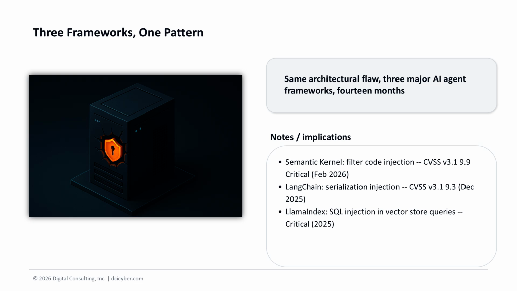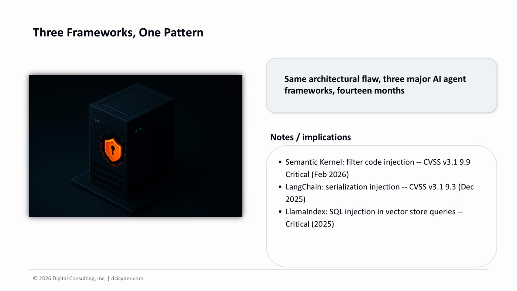LangChain, December 2025. CVE-2025-68664. CVSS 9.3. Serialization treated LLM influenced data as trusted framework objects. Same class, user-controlled data reaching the host language's execution layer through a framework interface. LlamaIndex, early 2025. CVE-2025-1793. Critical. SQL injection in VectorStore query interfaces. Unvalidated inputs reached SQL query construction. The oldest form of the pattern, surfacing in the newest category of software.